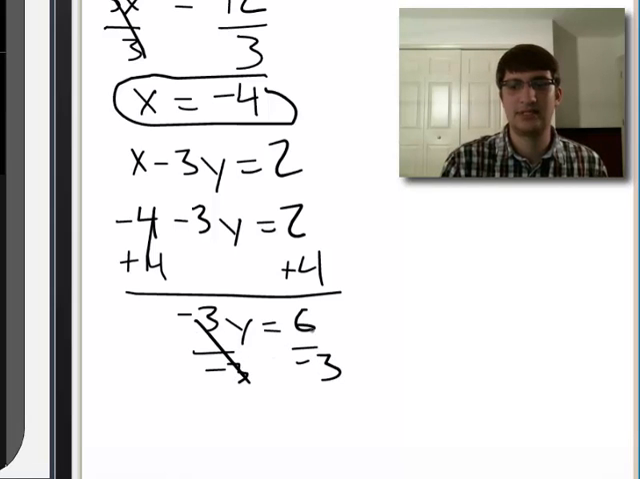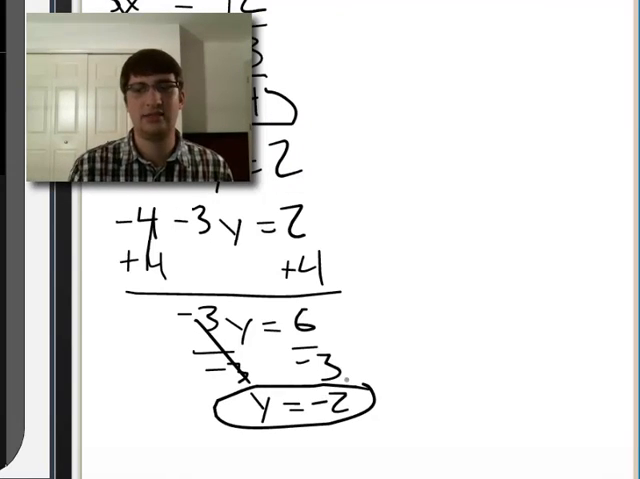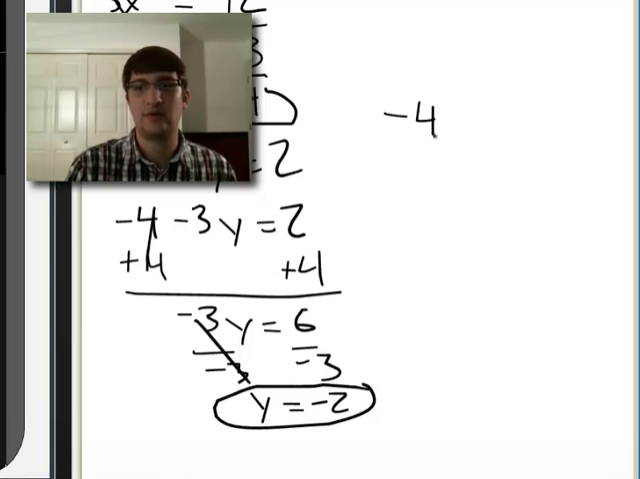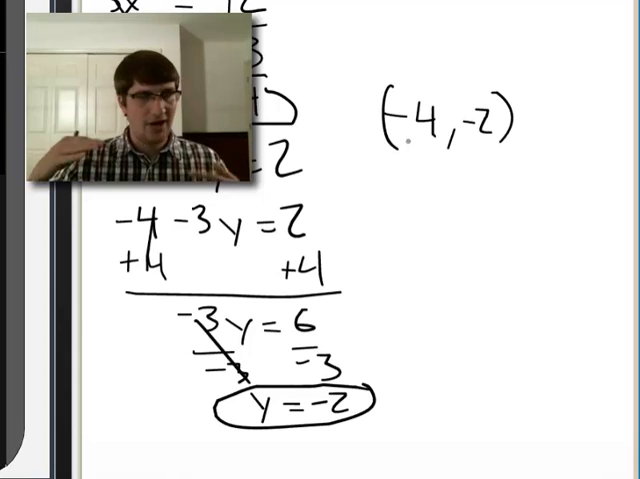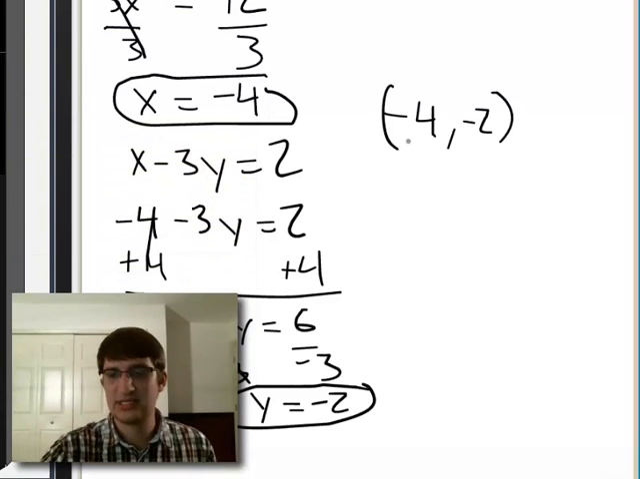Alrighty. Wow, this is a nice problem. Y equals negative 2 is the answer. Awesome. So let's just finish out by writing it as a point. So I got negative 4 comma negative 2 as my answer. All right, example number 1, done. Let's go to example number 2.